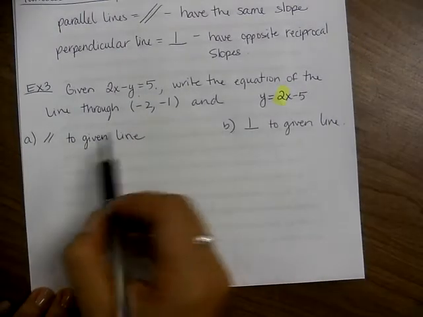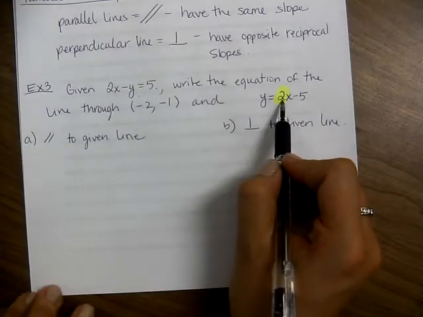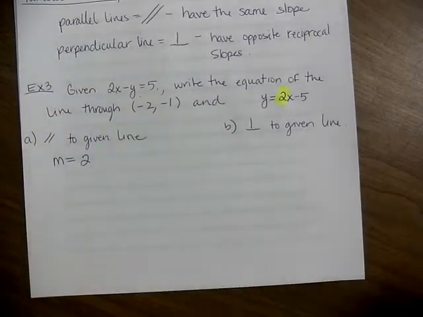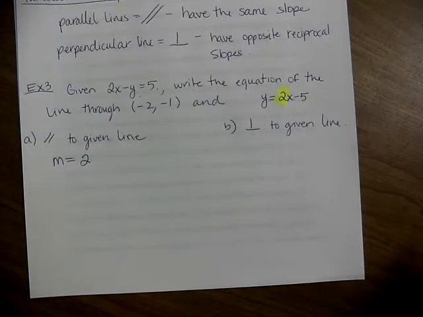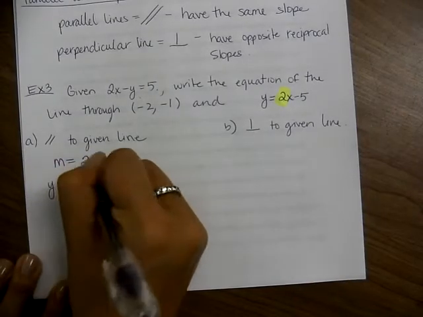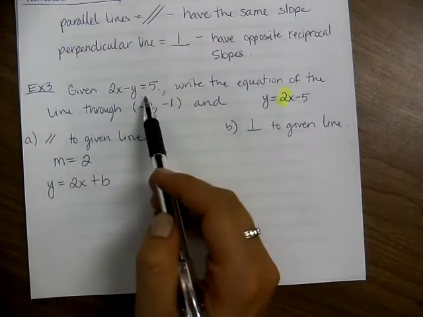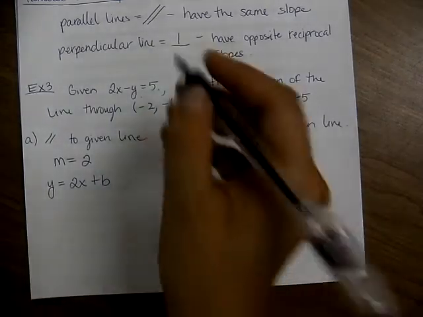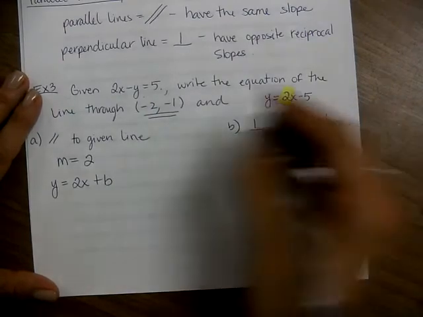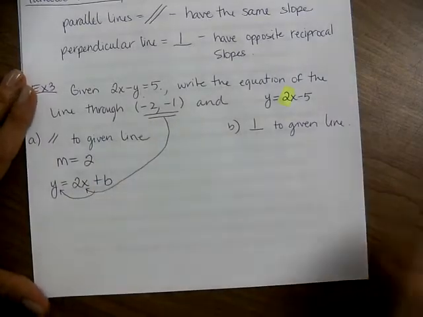So when I'm thinking about whether it needs to be parallel or perpendicular, I'm referring to the 2. So if it's going to be parallel, then I know that this slope has to be 2. So now that I know that, I have y equals 2x plus b. Remember, this b value is going to be different than the given b value. So now I have to use the given point that I know is a solution point of my line, and I have to plug it in. So I'm going to plug that in for x and y.